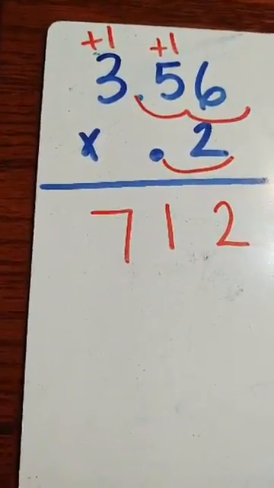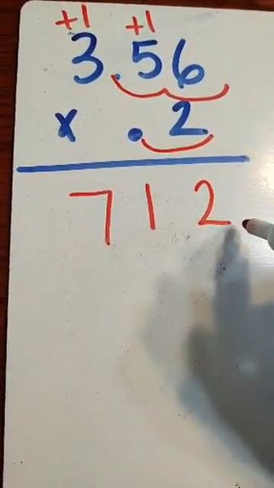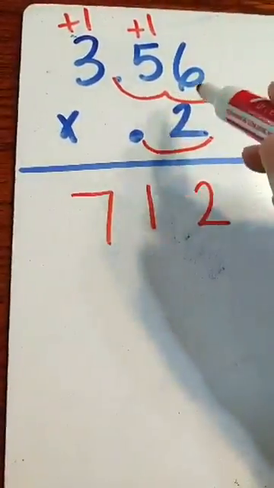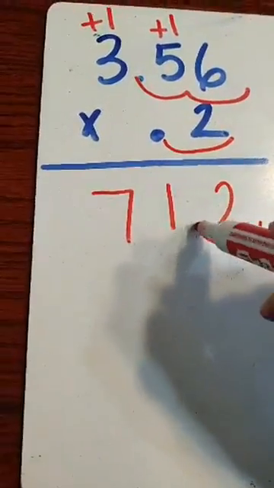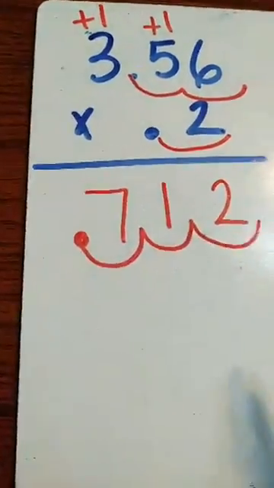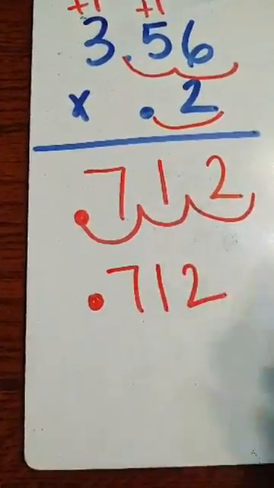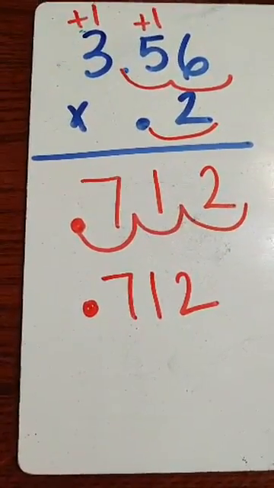Okay? So I go down to my answer and I start at the right and I count 3 spaces because I have to have the same number of spaces. 1, 2, 3. And that is where my decimal goes. So my answer to this is 712 thousandths.